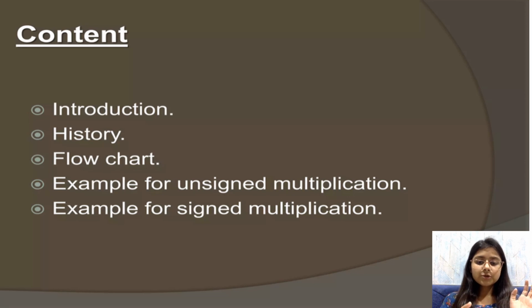Okay. So basically, what are signed numbers and unsigned numbers? Signed numbers are numbers that indicate whether the number is positive or negative, by using the value 0 and 1. And in unsigned, you don't need to mention that.